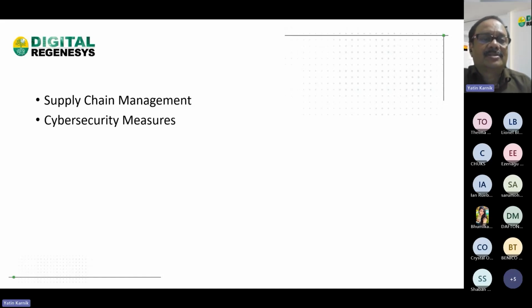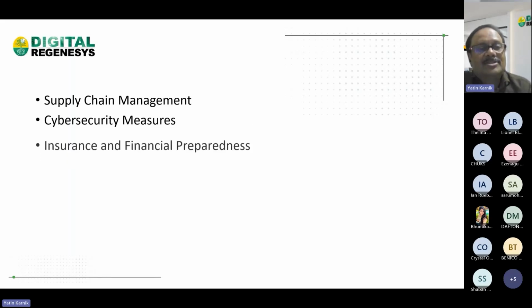Cybersecurity measures. This is what Dr. also said, cyber attack measures. With the increasing threat of cyber attacks, organizations implement cybersecurity measures to protect critical data and systems as well. This may include regular system updates, employee training on cybersecurity best practices, and the use of advanced security technologies. Most important, I would say, are cybersecurity measures.